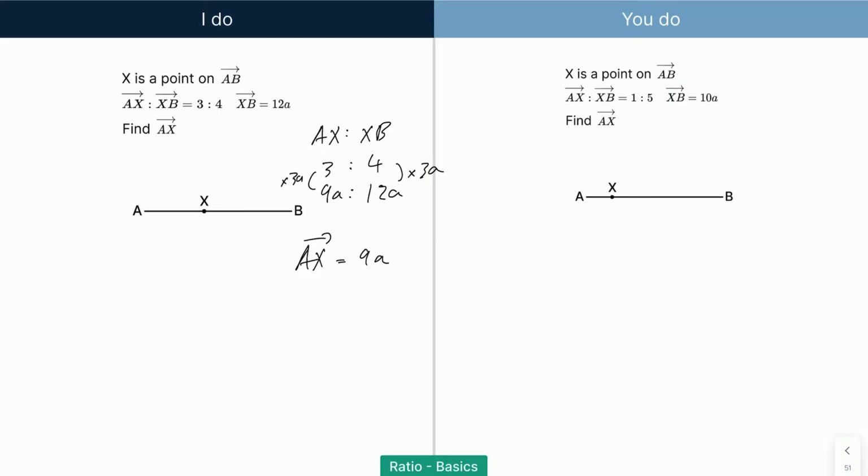So this was nice and easy. And again, if you look over the right, they haven't given us the full length, they've given us XB. So again, we're going to see, well, A to X, X to B. So as a ratio, that's 1:5. X to B is 10a. So they must have multiplied this by 2a. So we'll do the same here. And the answer is 2a. So A to X is 2a.